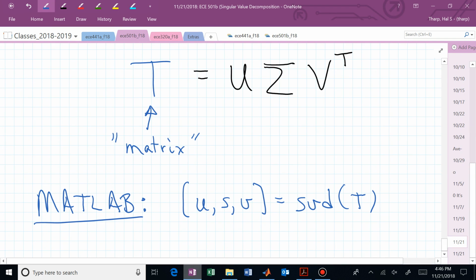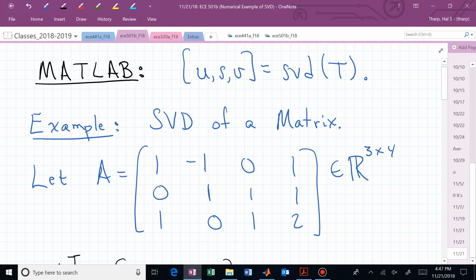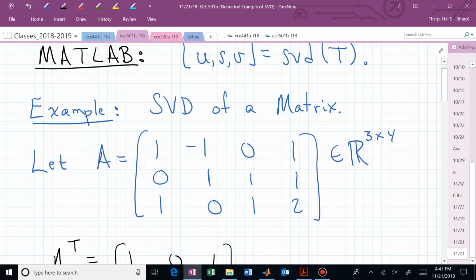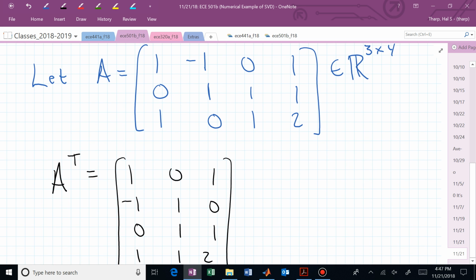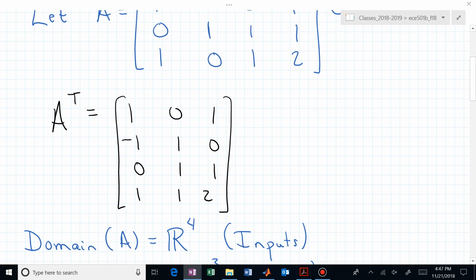Maybe I should go and show you what I have now done in MATLAB. Here is an A matrix that's no longer square, it's rectangular. It has 3 rows and 4 columns, and we want to now find the singular value decomposition of that matrix. So here's our A matrix. We can actually find its transpose by simply making the first row the first column, the second row the second column, the third row the third column. There's our A transpose.